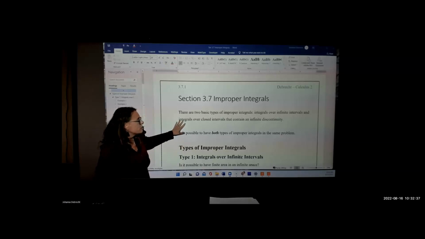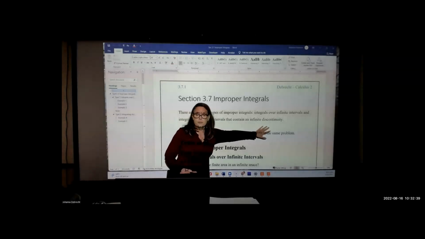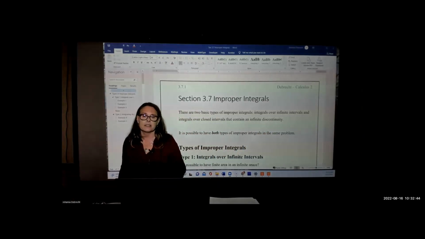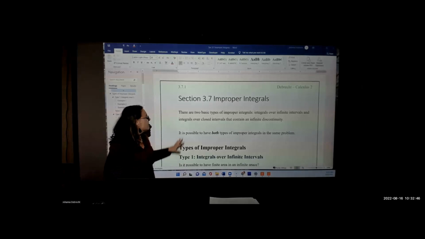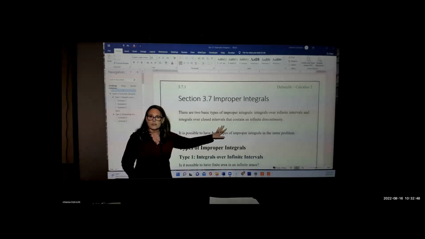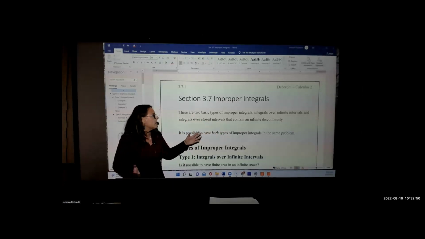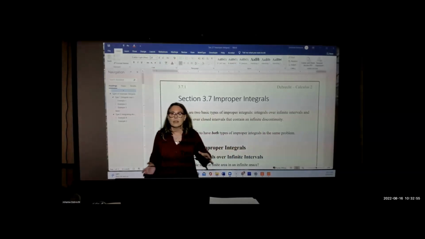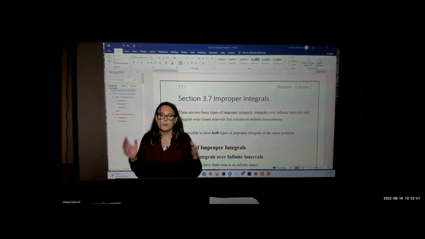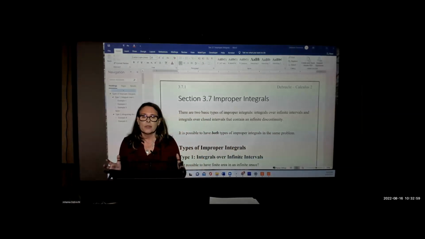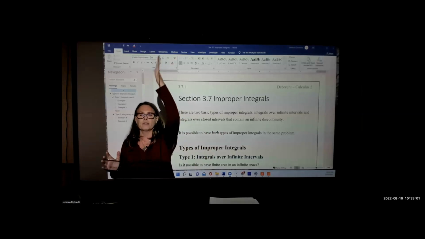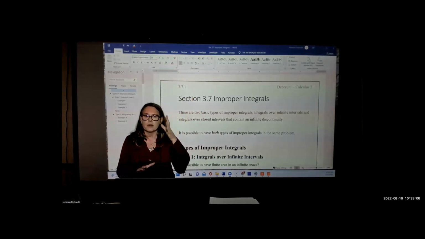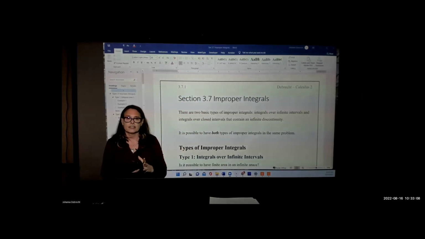There's another type that causes a problem and makes the integral itself improper. And that is when you have an integral over a closed interval that contains an infinite discontinuity. Now, let me say that again. You're integrating over a closed interval, so say 1 to 5, and it contains an infinite discontinuity. What does that mean? It has a vertical asymptote between 1 and 5. Well, that's a problem, because then the graph is shooting off to infinity or negative infinity, creating an infinite amount of space between the curve and the x-axis.